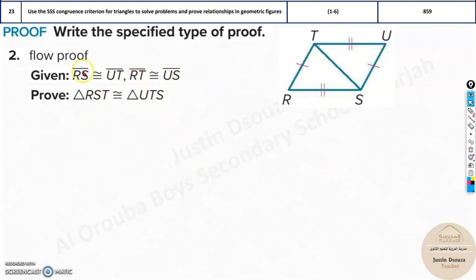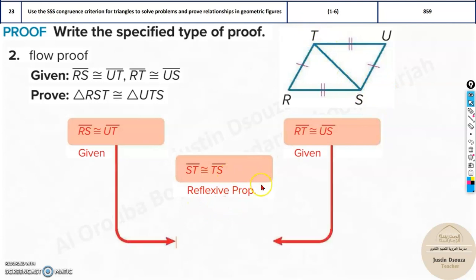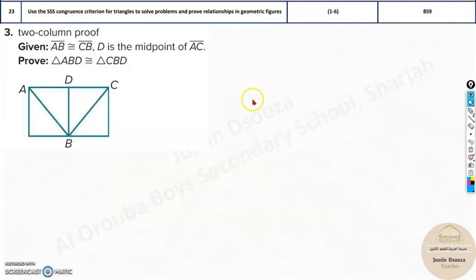They have told us these 2 sides are equal, given, and then we need to prove these 2 triangles are congruent. Obviously, the TS side is a reflexive property. It's the same side. Let's look over here. RS and UT are congruent, it's given. RT and US, that's also given. Now ST is congruent to ST, or TS itself, because of the reflexive property. From all the three sides, we can tell it's congruent because of the SSS postulate.